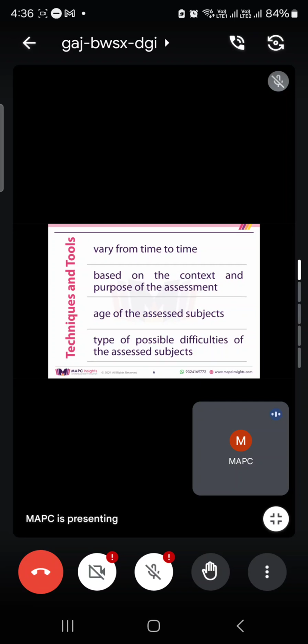Type of possible difficulties of the assessed subject. If the assessed subject is having some difficulty, then that also needs to be taken into consideration while selecting the techniques and tools for diagnosis.